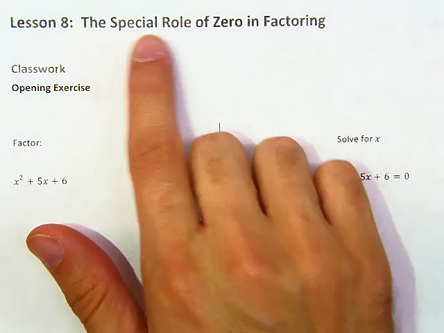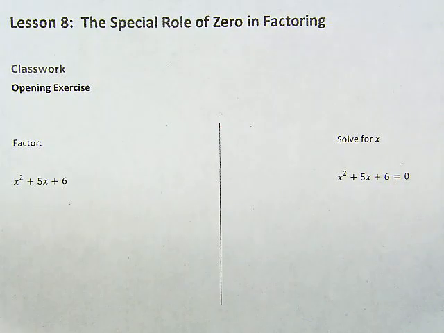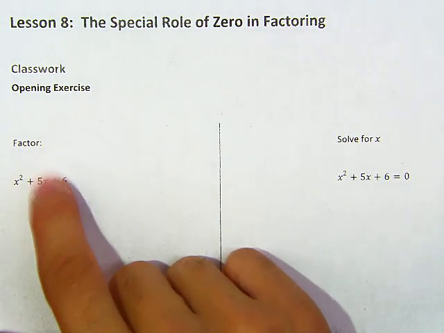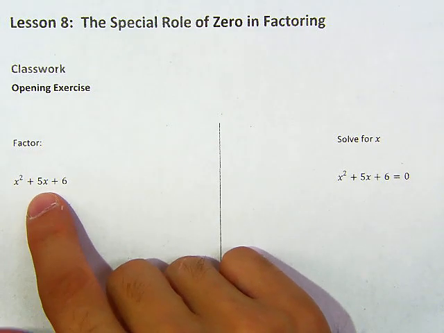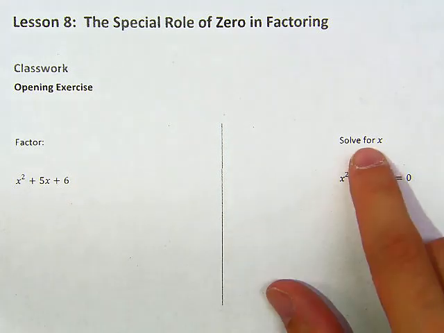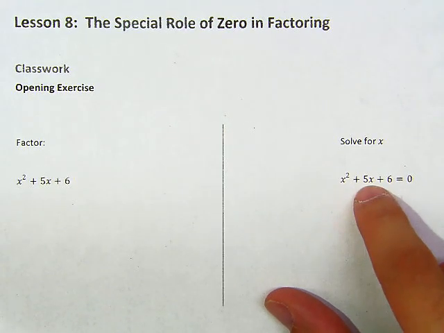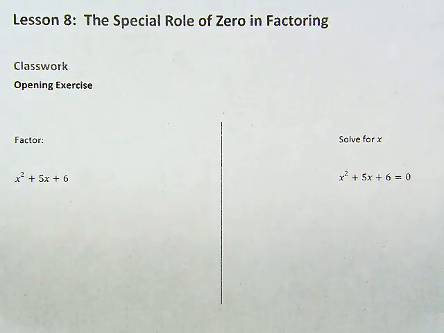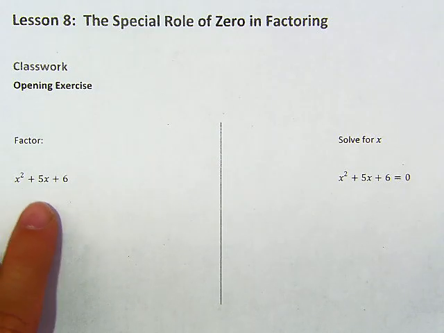So lesson 8, special role of 0 in factoring. For the opening exercise, what I'd like you to do is factor this polynomial. And over here, if you remember your Algebra 1 skills, try and solve for x. All right. Now, how do we factor this one?